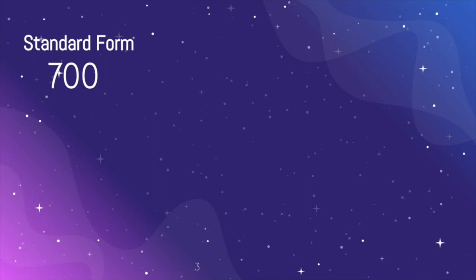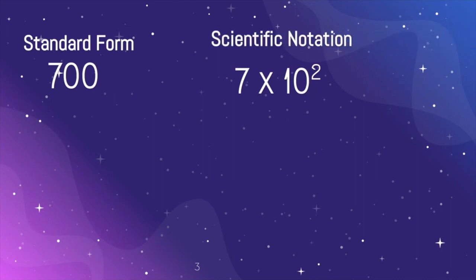This is considered to be standard form because normally you write the number 700, right? That's standard. But in scientific notation, it looks a little different, like this: 7 times 10 to the second power.